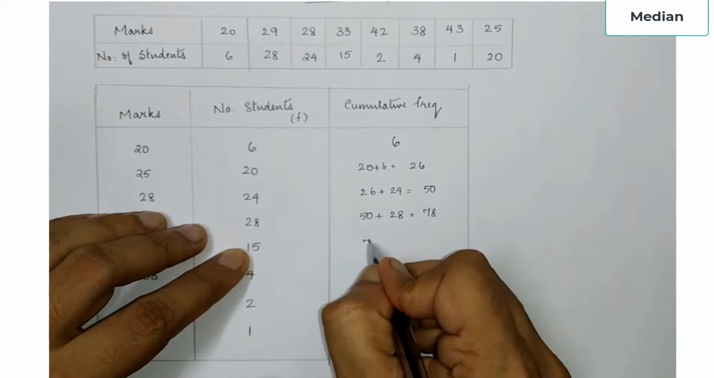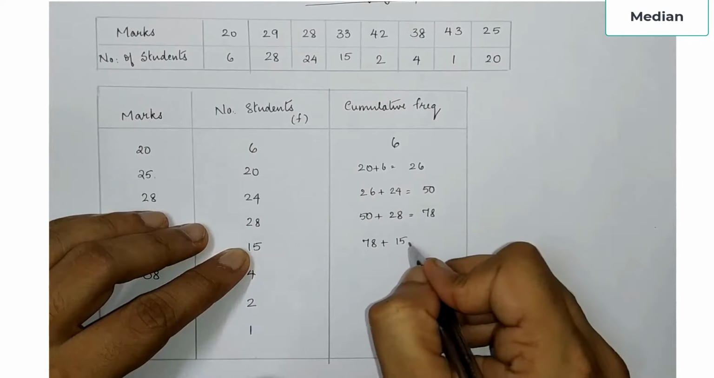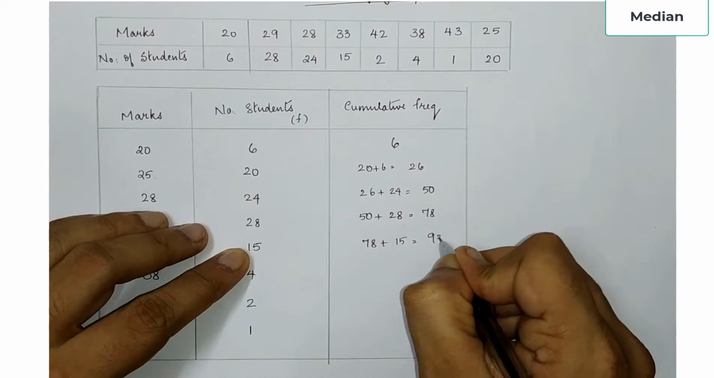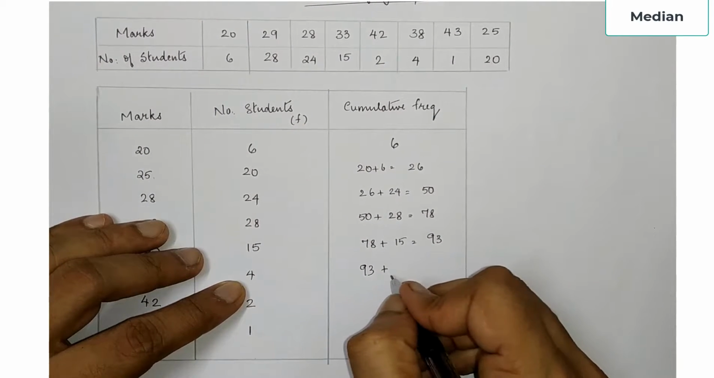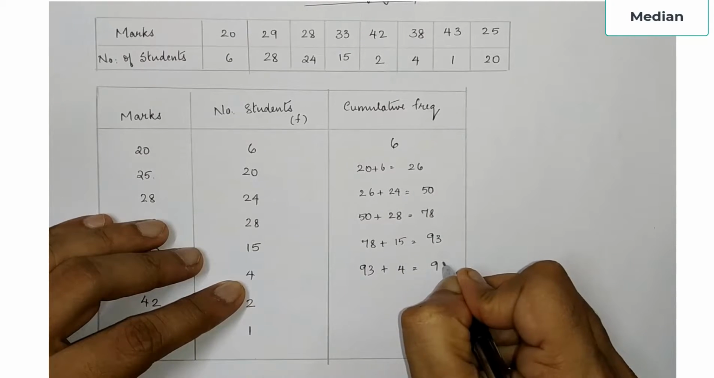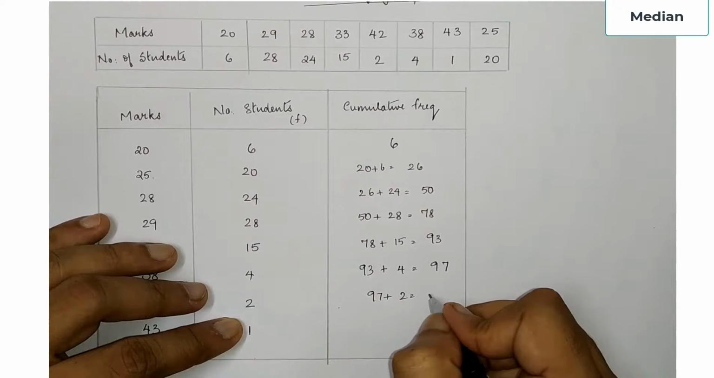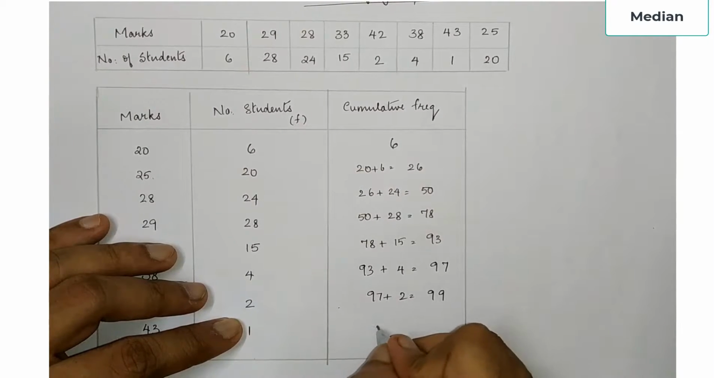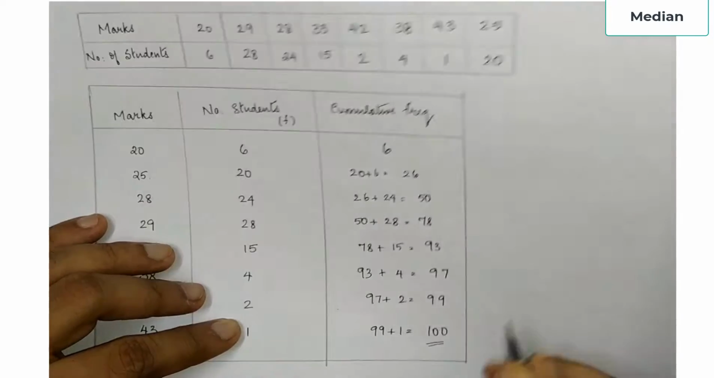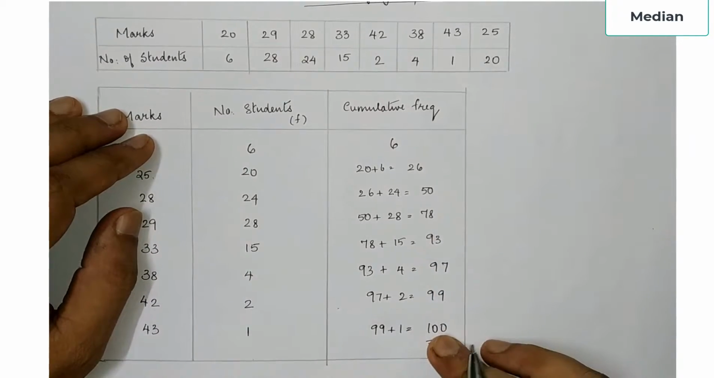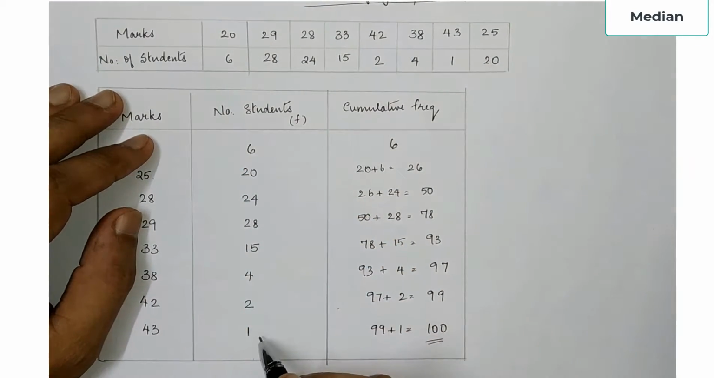The next one, 78 plus 15 is equal to 93. Next is 93 plus 4 is equal to 97. 97 plus 2 is equal to 99. 99 plus 1 is equal to 100. So this is the cumulative frequency: 6, 26, 50. These are the cumulative frequencies, and these are the frequencies.